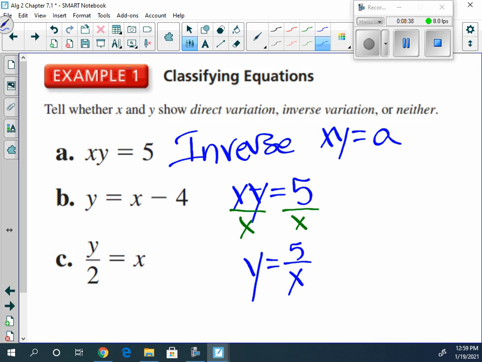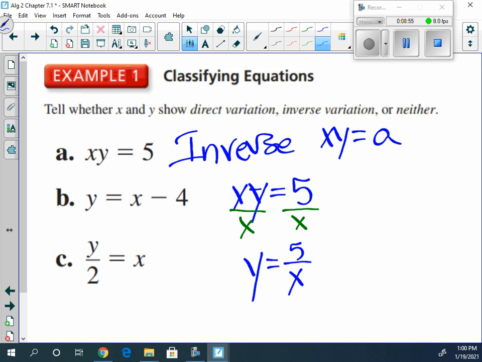So really what I'm looking at is, is it set up as one of our different forms of inverse or direct variation? Because if it is, then it follows those. So questions on this so far? We good with this here?